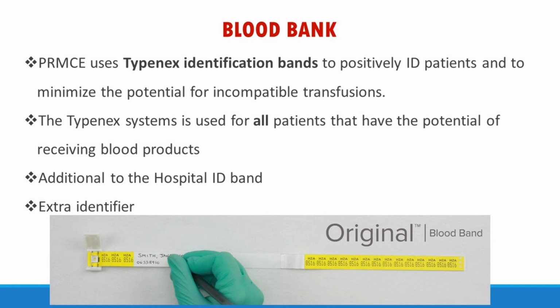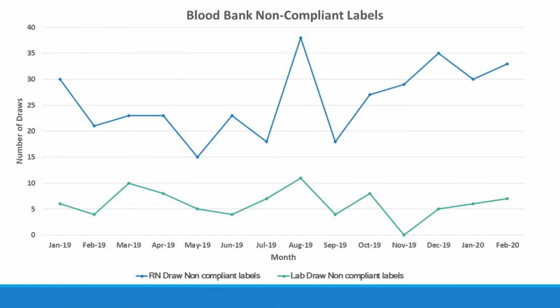Because they are handwritten, it can be a little complicated to label these properly, so I will go over that in the next few slides. Here's a graph you can see. We were doing pretty well in September. There's kind of a spike. It looks like we're going up a little bit in February. So we just try to continue to educate and provide resources to make it easier for everybody.